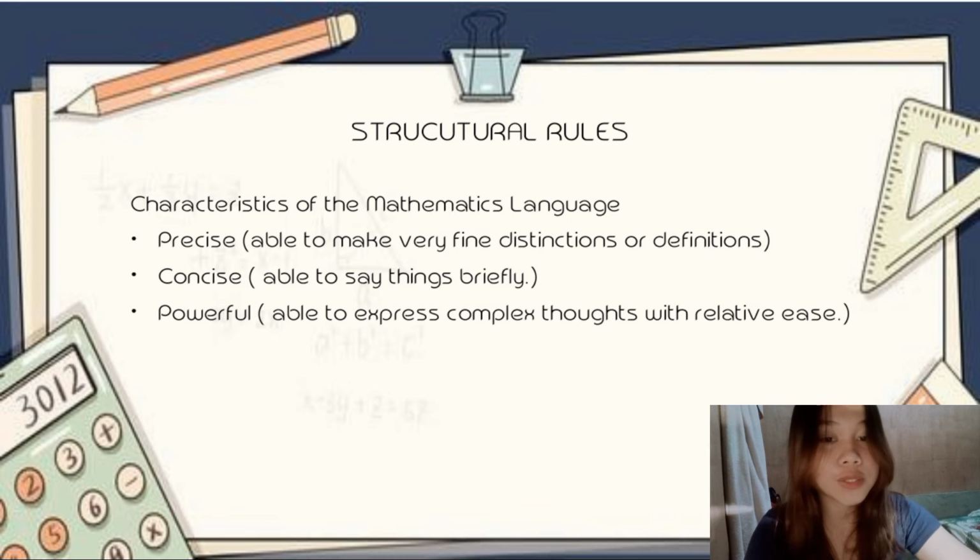So first, we have the characteristics of mathematical language. First is precise, for us to make very fine distinctions or definitions. Second, concise, able to say things briefly. And third is powerful, which is we can express complex thoughts with relative ease.